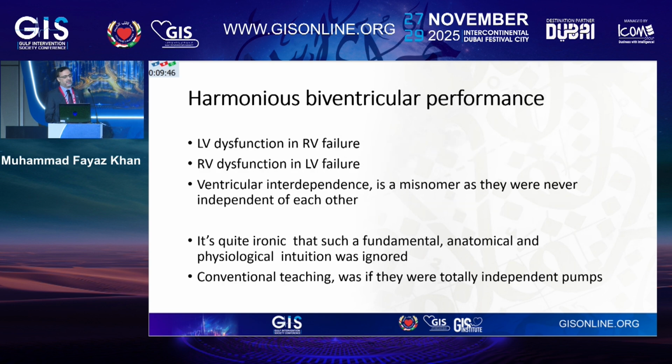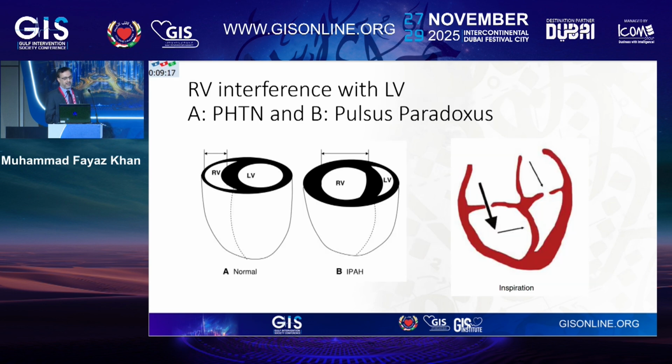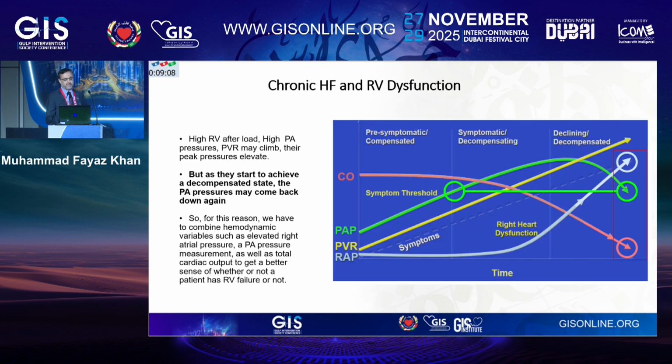Harmonious biventricular performance means asking how left ventricular dysfunction works in RV failure, and how RV dysfunction happens in LV failure. Ventricular interdependence is a misnomer which we usually hear; they never were independent of each other. It's quite ironic that such a fundamental anatomical and physiological intuition was ignored, and conventional teaching treated them as totally independent pumps. The RV interferes with the LV, as we see in pulmonary hypertension and in pulsus paradoxus, in how it affects left ventricle filling.